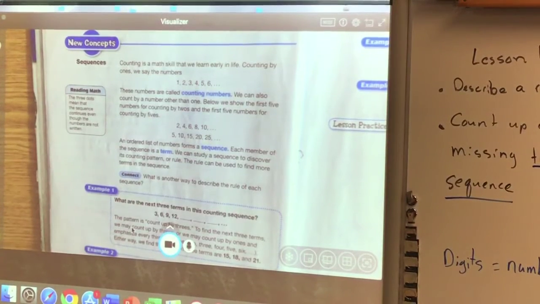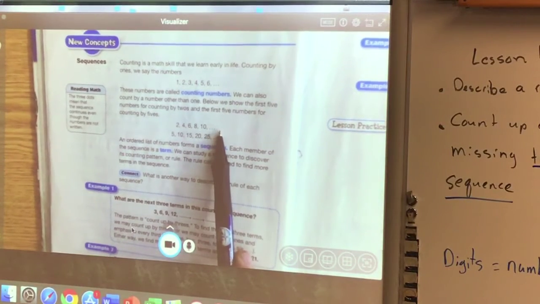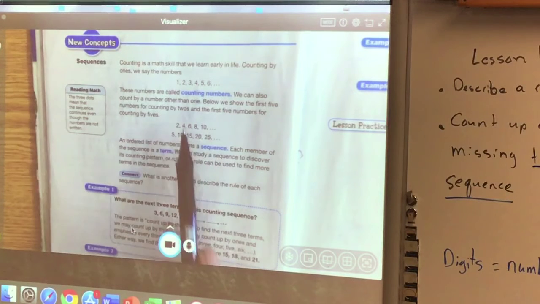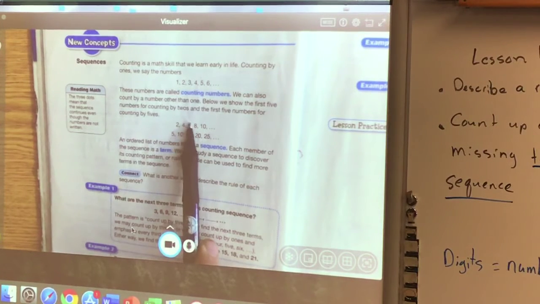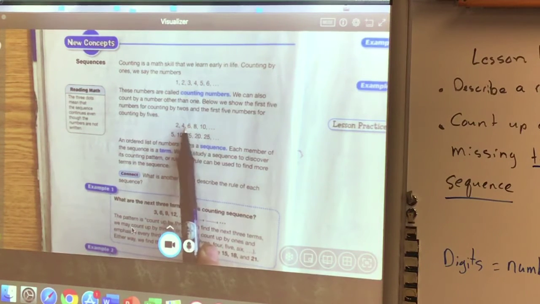Hint, hint, that's going to be all over your assignment. Okay? To be able to go on, we got to figure out what is the rule for the sequence. So I like to say to myself, how do I get from 2 to 4? Well, 2 plus 2 is 4. How do I get from 4 to 6? Well, 4 plus 2 is 6. So in other words, my rule is add 2 each time.